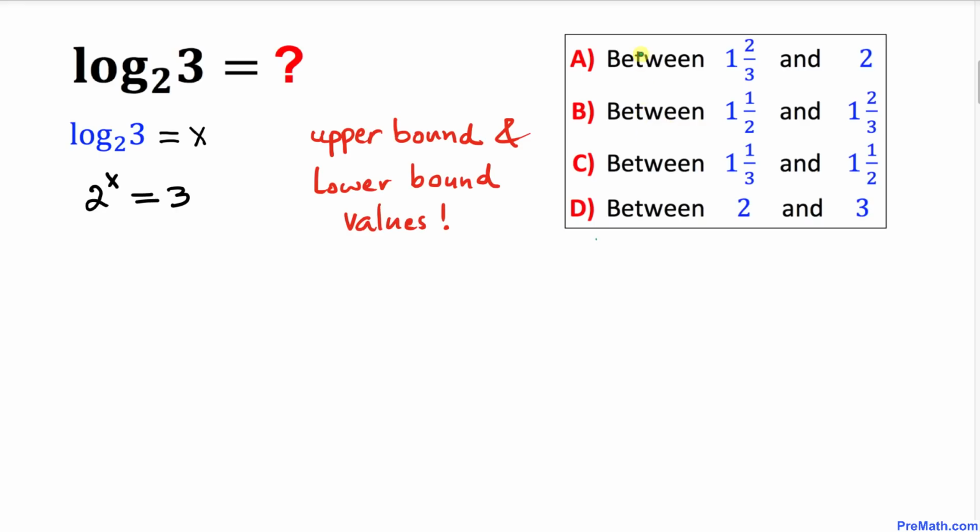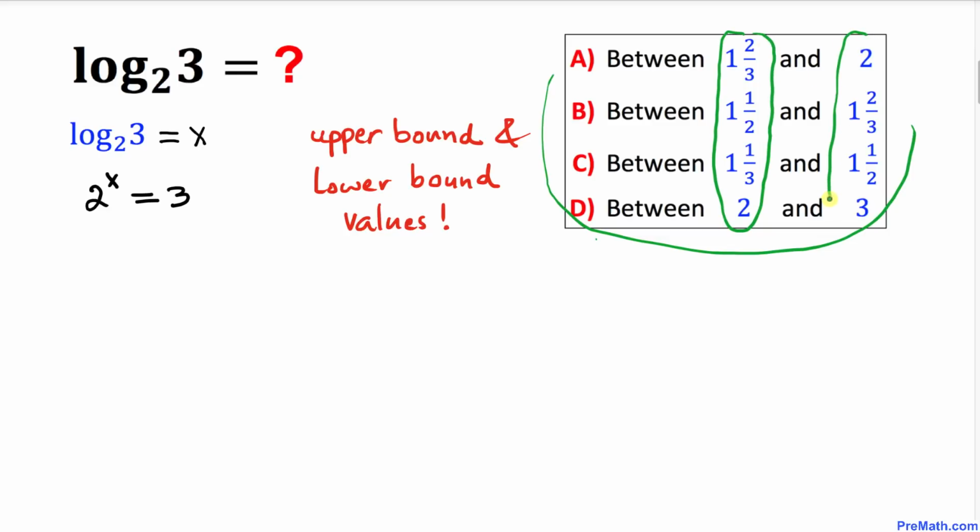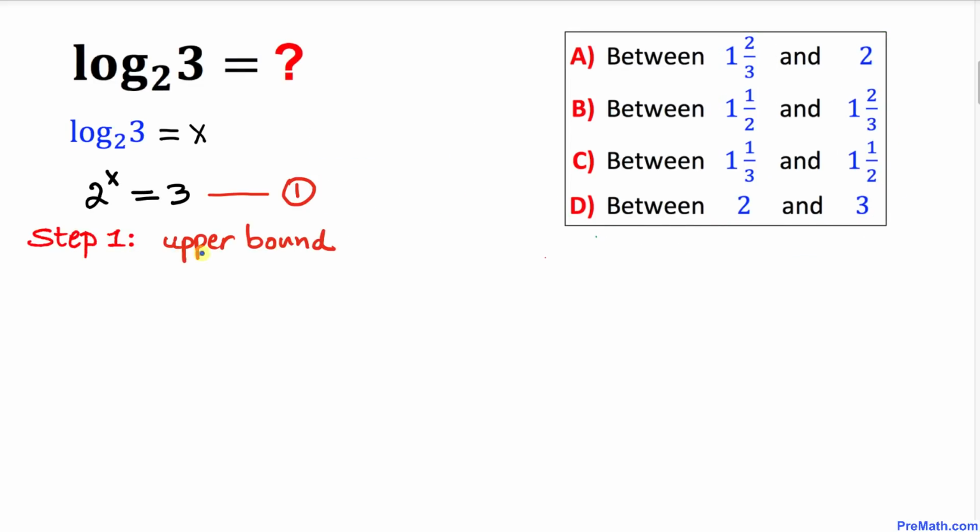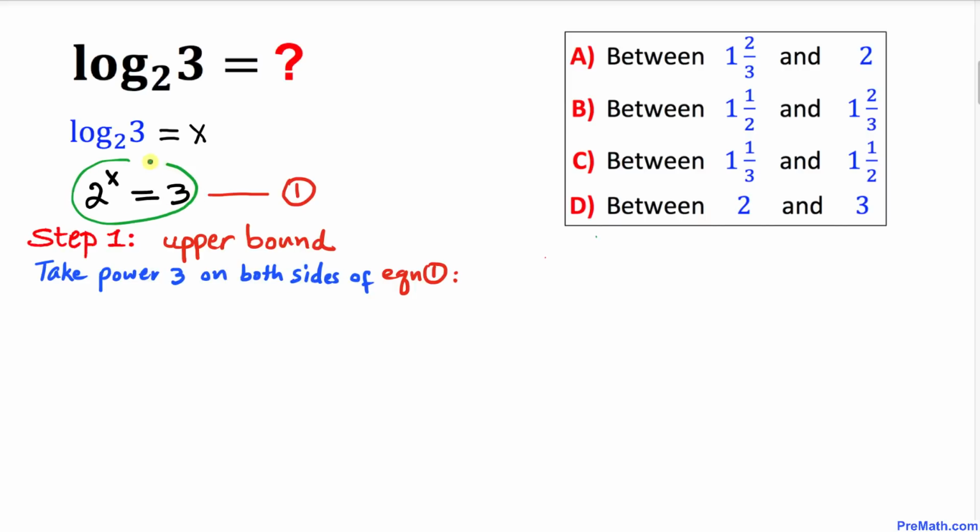Now let's focus on our question with 4 different options. As you can see over here, these values on the left hand side are called lower bound values and these right hand side values are called upper bound values. So no wonder we are going to find the upper bound and lower bound values. And in this step, we are going to find the upper bound of this given equation. So let's go ahead and take power 3 on both sides of this equation number 1.